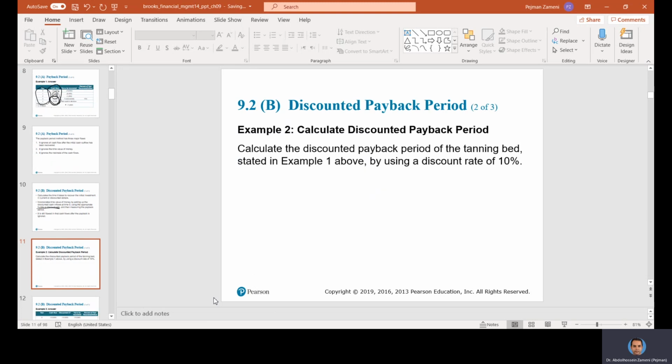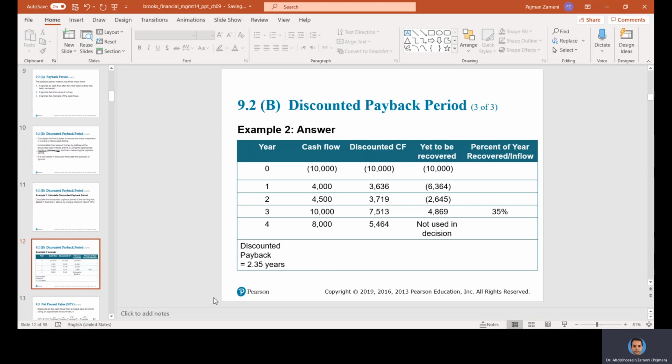Okay, let's see the example. Calculate discounted payback period of the tanning bed stated in example 1 above by using a discount rate of 10%. Okay, what does that mean? It means that this cash flow and this cash flow should be discounted back to the present time.